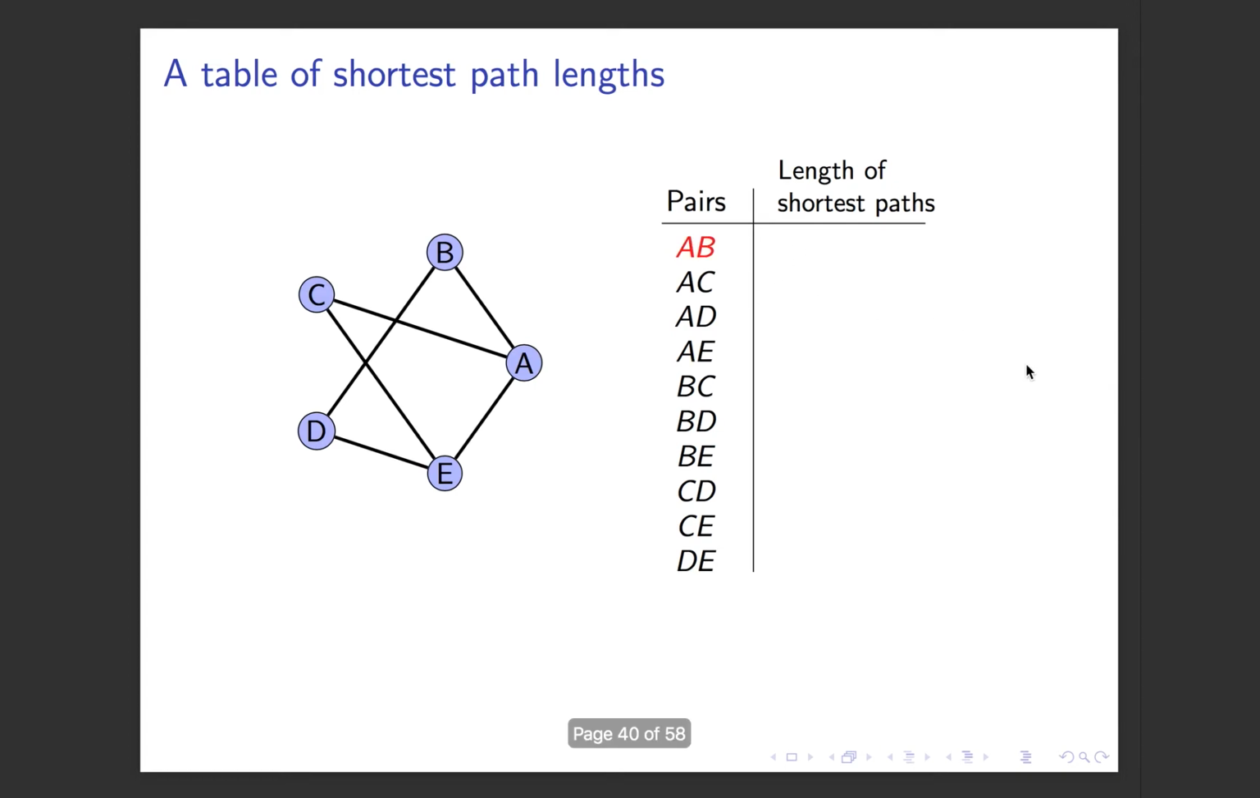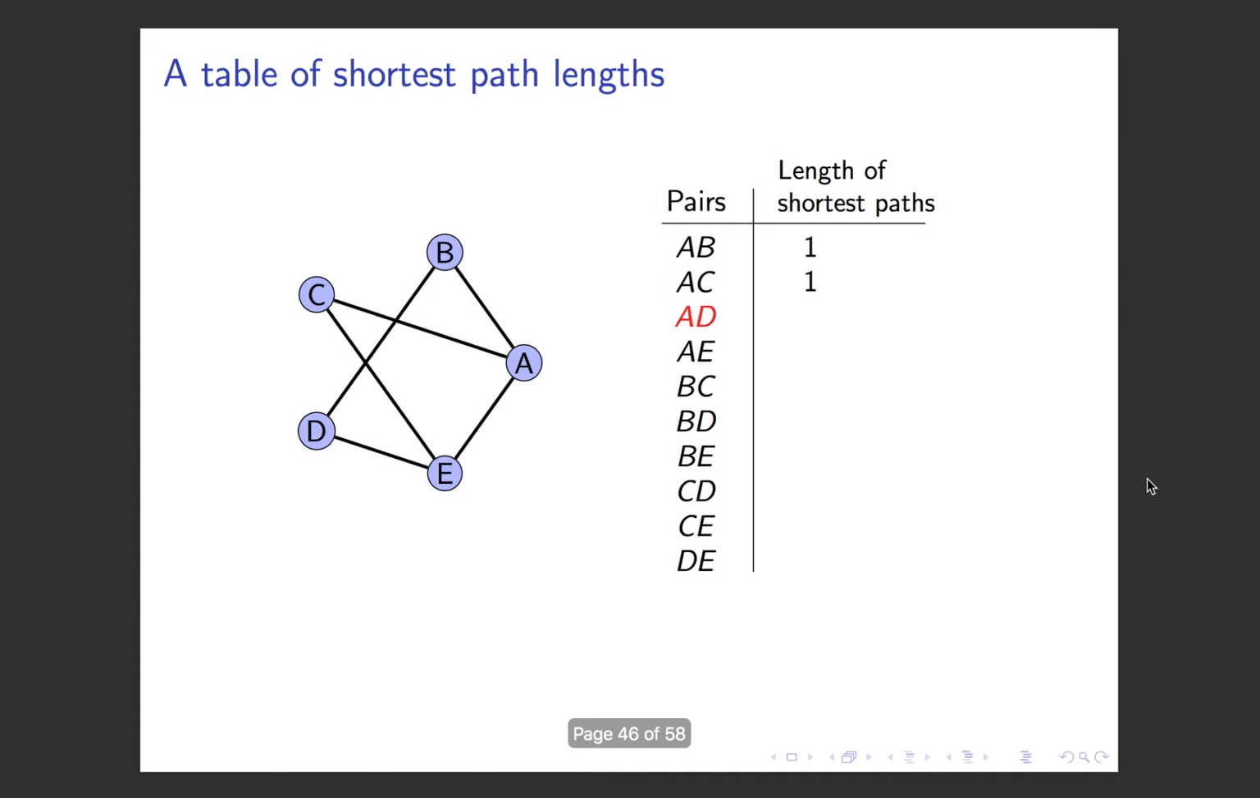So if we start with AB, we have a shortest path length of 1. So we can put the length of 1 inside the table to its right. Looking at AC, again, we see that these are directly connected by an edge, so it has a shortest path length of 1 as well.